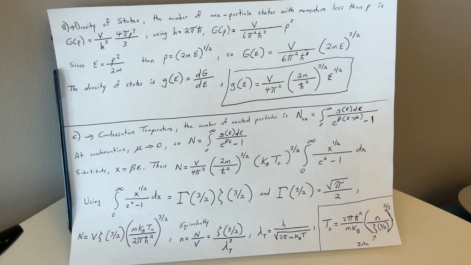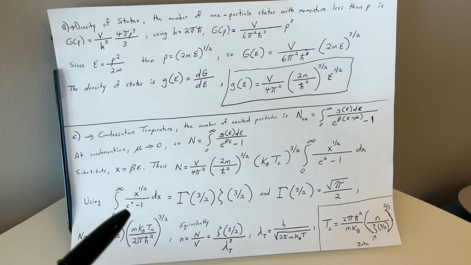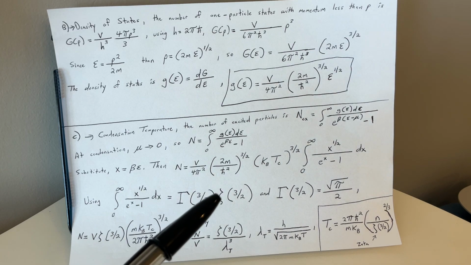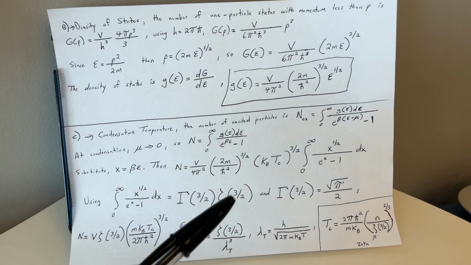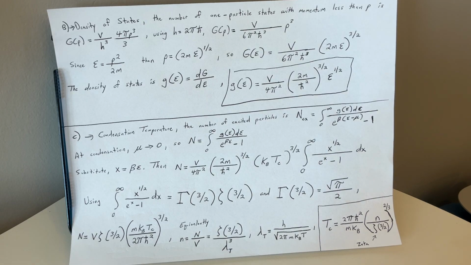So here, the integral from 0 to infinity of x to the 1/2 over e to the x minus 1 dx equals capital gamma of 3/2 times zeta of 3/2, and this gamma of 3/2 equals square root of pi over 2. So we get here n equals V zeta of 3/2 times the quantity m k sub B T sub C over 2 pi h bar squared, raised to the 3/2.